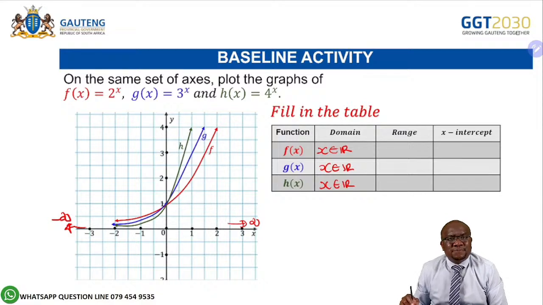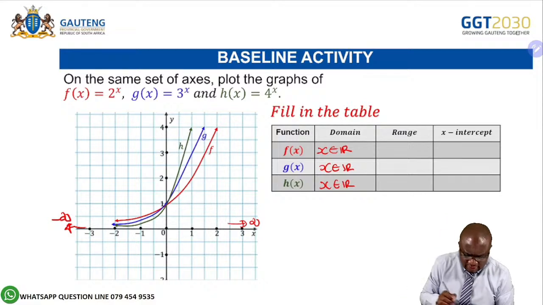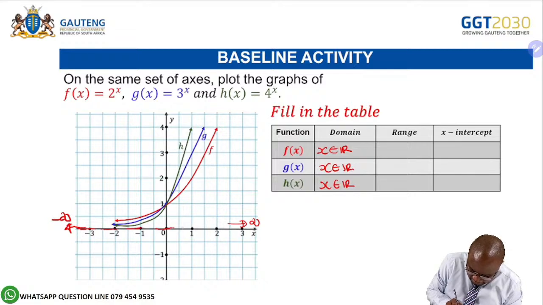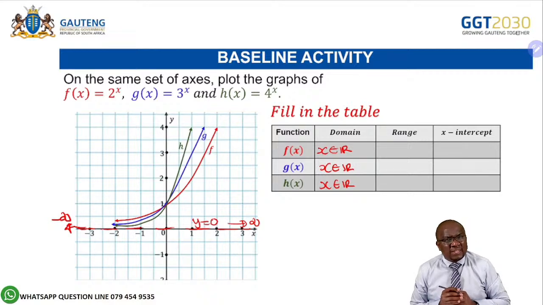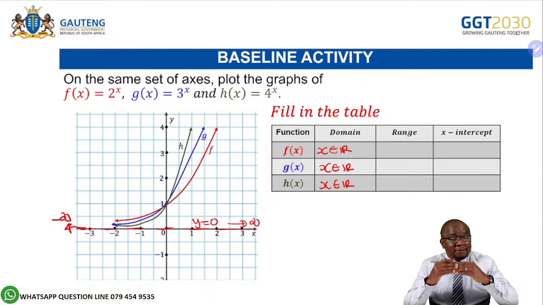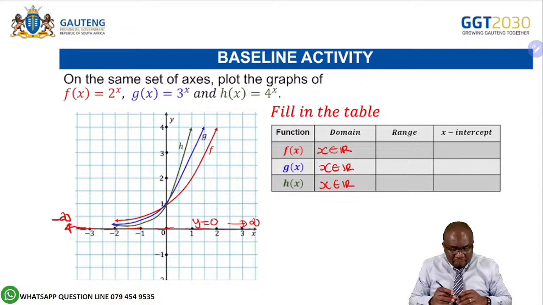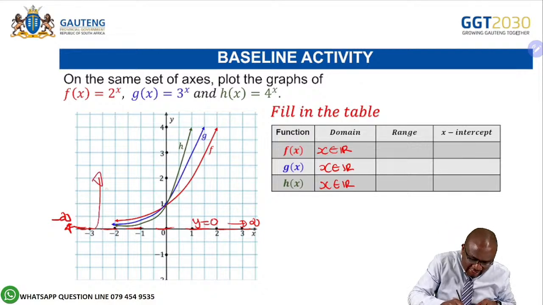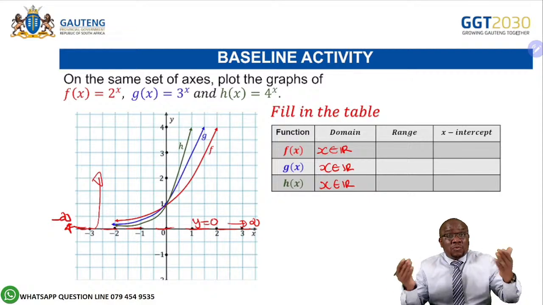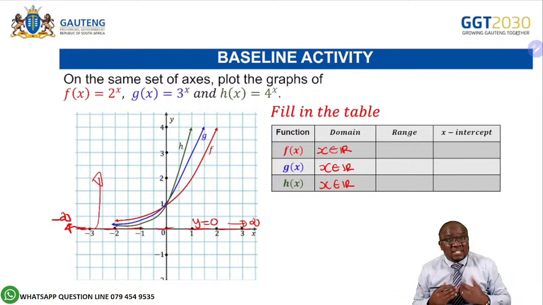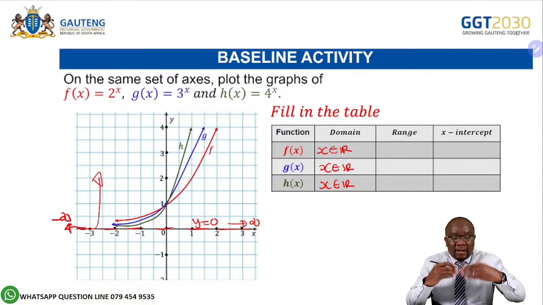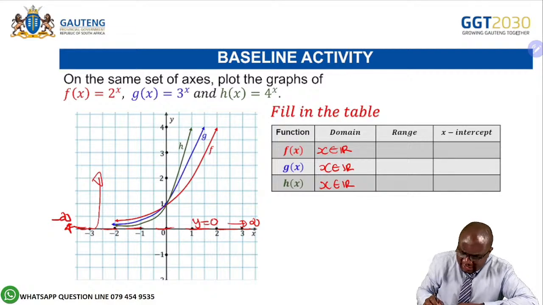Right, what about the range? Where is the graph? Remember, the asymptote is here, and it is y equals 0. So the range is the y values. Where are the graphs? Is it y greater than 0 or y less than 0? The graphs are above the x-axis. Above the x-axis, y is greater than 0, and below the x-axis, y is less than 0. So you can see our graphs here. They are above the x-axis, so y is greater than 0.